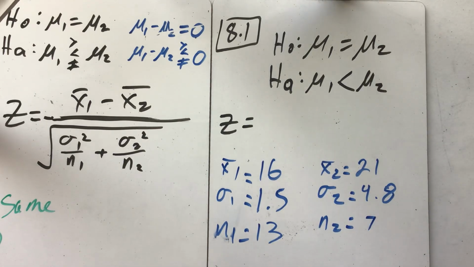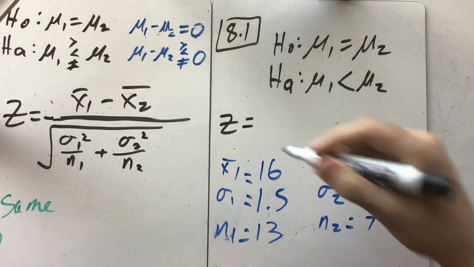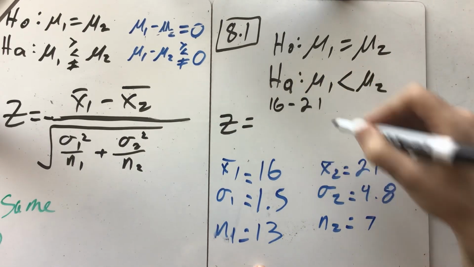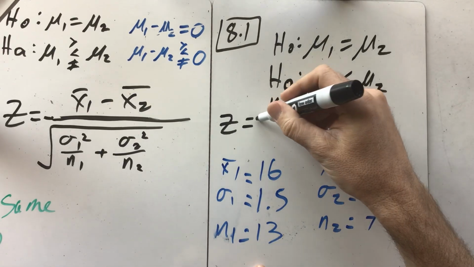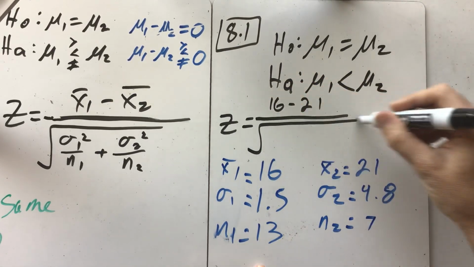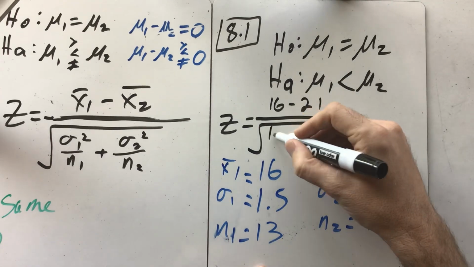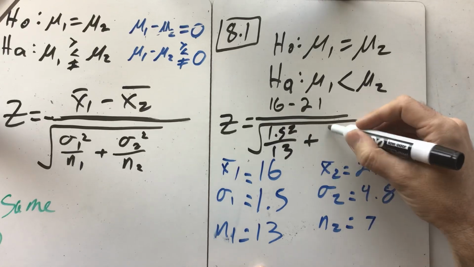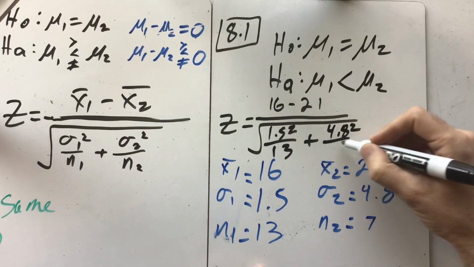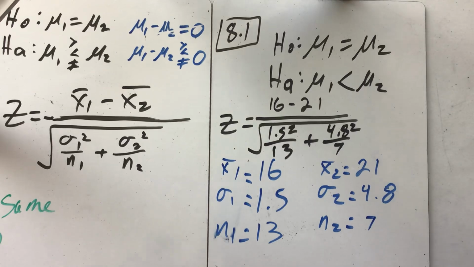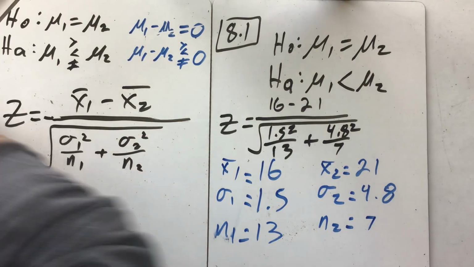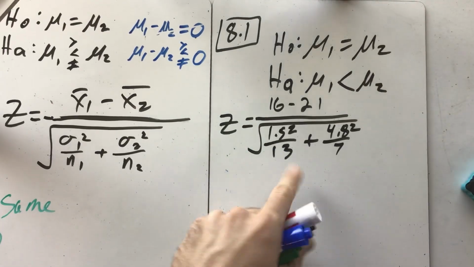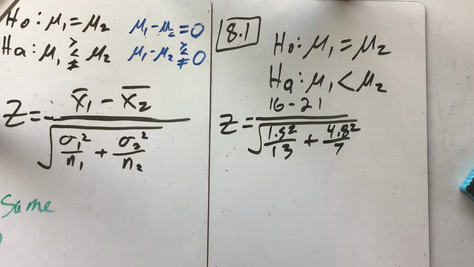And now we just have to successfully shove that into our formula. This is going to be 16 minus 21, divided by the square root of 1.5 squared over 13 plus 4.8 squared over 7. Now comes probably the hardest part of the problem, and that is typing all of this into your calculator. It really is a mess to type in. I'm going to do it real quick, but good luck.